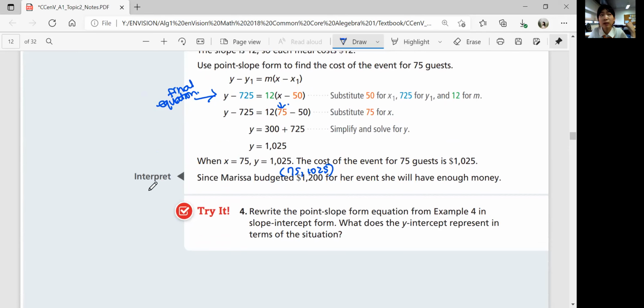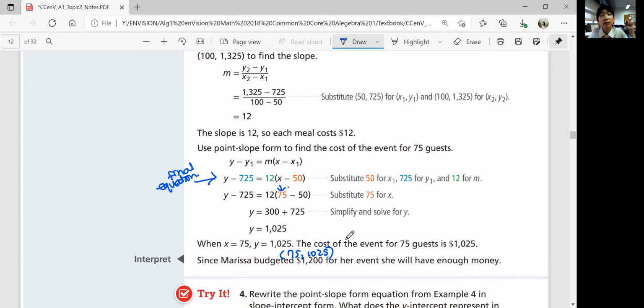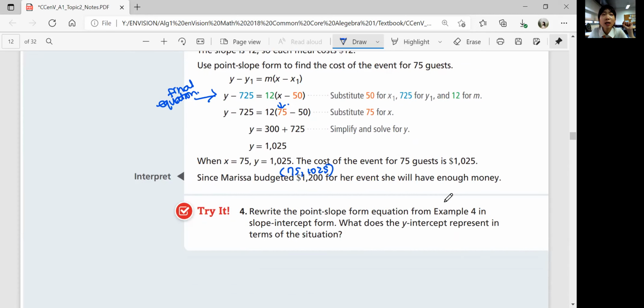Okay, that is the interpreting part. So if you have a word problem like this, formulate a plan, compute and solve for your answers, interpret your data, and write your answer in a full sentence. Let's try number 4. Rewrite the point-slope form equation from example 4 in slope-intercept form. What does the y-intercept represent in terms of the situation?